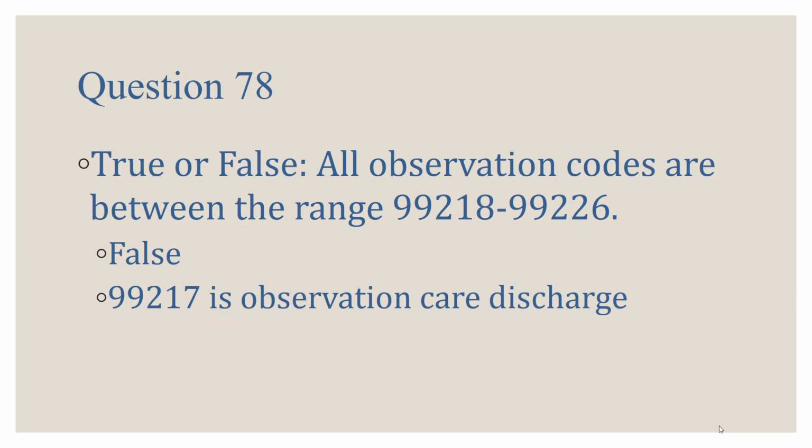Question 78. True or false? All observation codes are between the range 99218 through 99226. Well, you need a CPT to answer this, but the answer is false. The code 99217 is observation care discharge, and it is in front of the admission for observation codes.